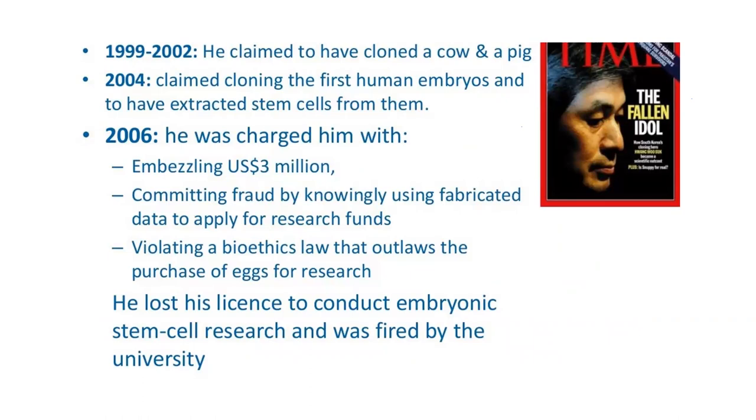From 1990 to 2002, he claimed to have cloned a cow and a pig. He claimed cloning the first human embryo and to have extracted stem cells from it. Who is from a science background by chance? That is not possible. Where do we collect stem cells? Stem cells are collected from the embryo when the child is born. That is when you collect the stem cells. Stem cells are related to cancer, to help overcome cancer in patients. So these are wrong, false; these are fabrications of results.